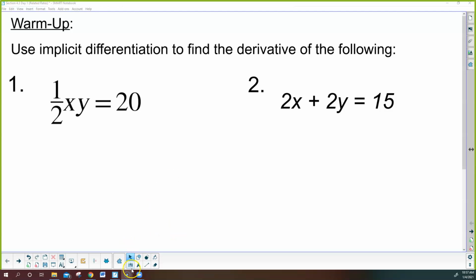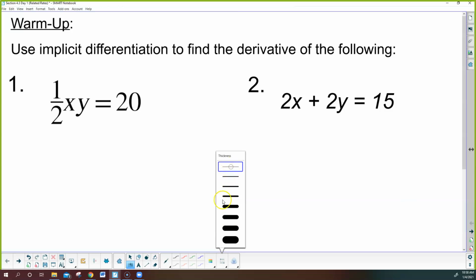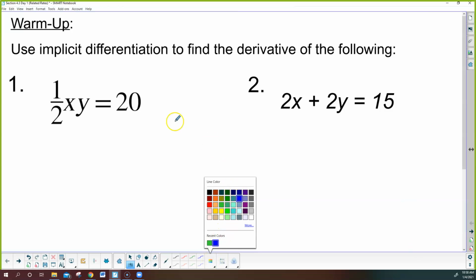All right, here's what we got. We're going to start off with implicit differentiation. Remember, when we say implicit differentiation, that's when x's and y's are mixed together, and we have to use the dy/dx's. We're taking the derivative with respect to x in this case.